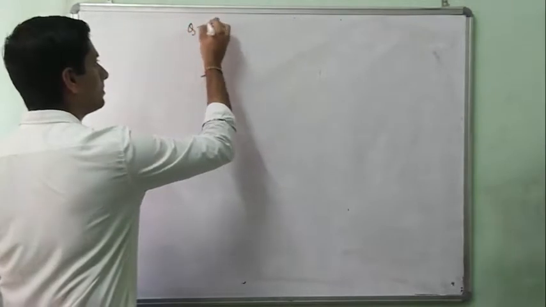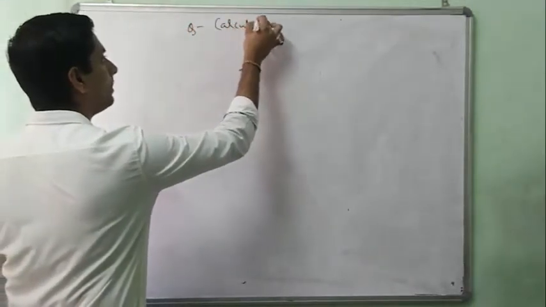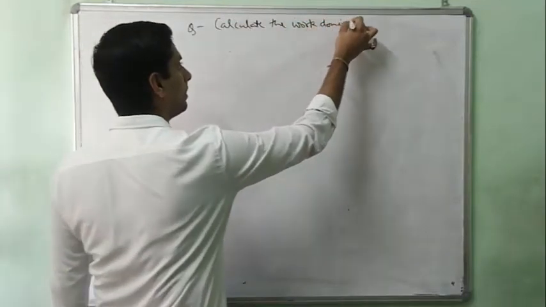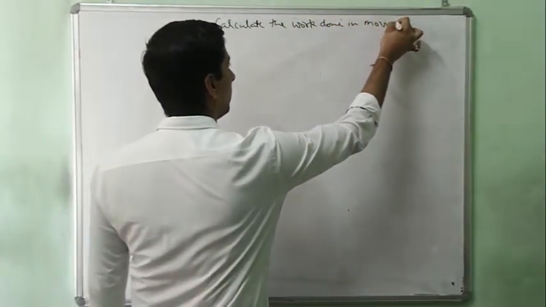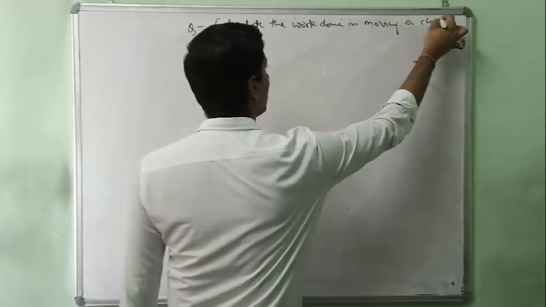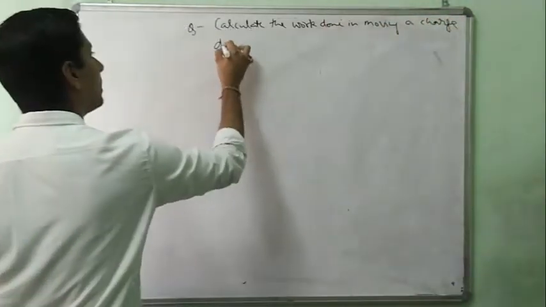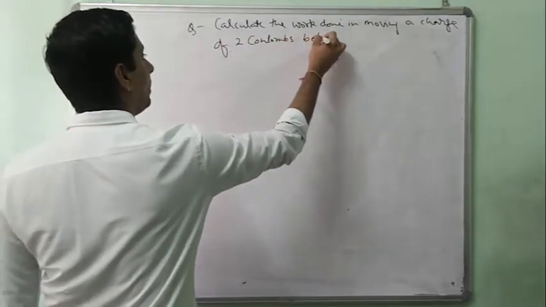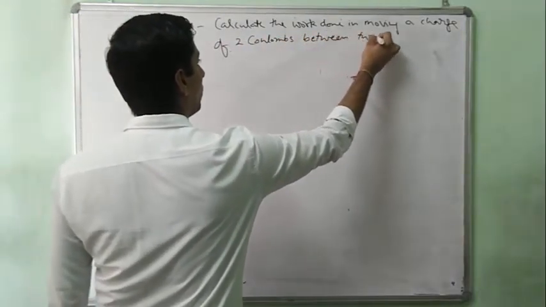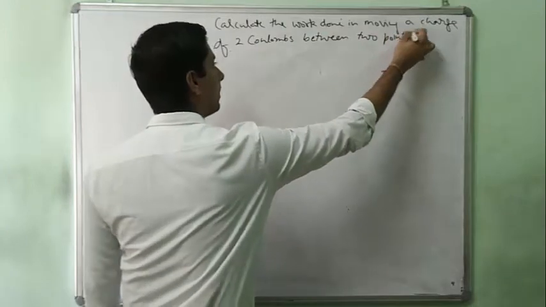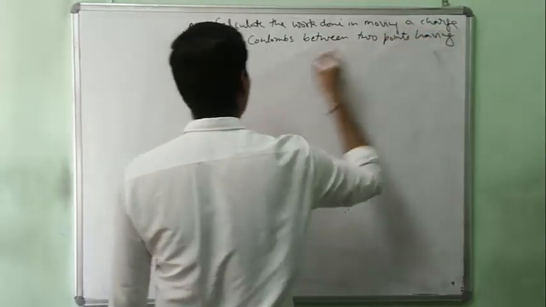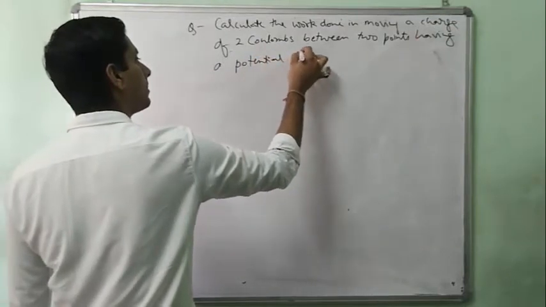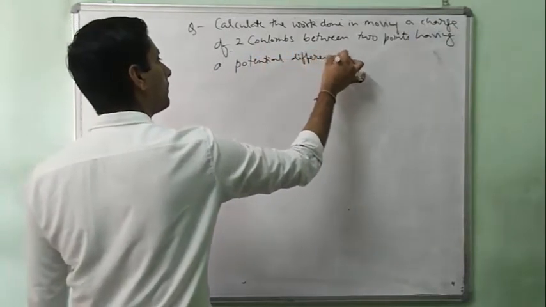Now, the question is: calculate the work done in moving a charge of 2 coulombs between 2 points having a potential difference of 12 volts.